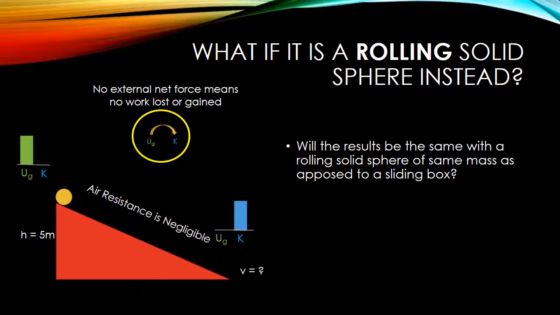Now let's look at this exact same problem, but instead of having a block sliding down the ramp, let's have a ball rolling down the ramp. So in addition to translating down the ramp, it is also now rotating. The question is, is the answer the exact same as before? Does the fact that we have a solid sphere rolling down the ramp affect the energies present at either the beginning or the end? We want to take a look at this.